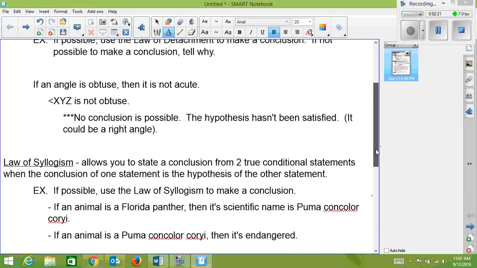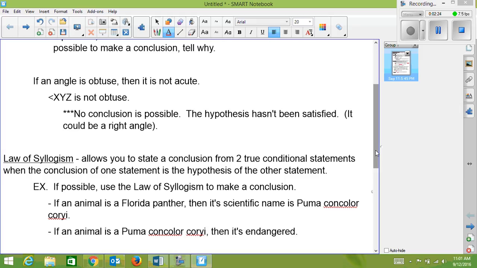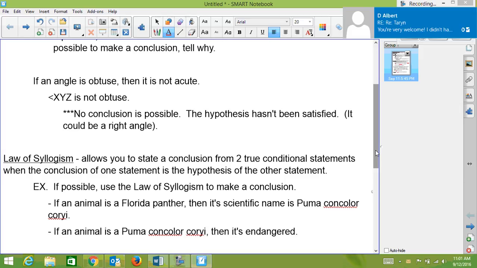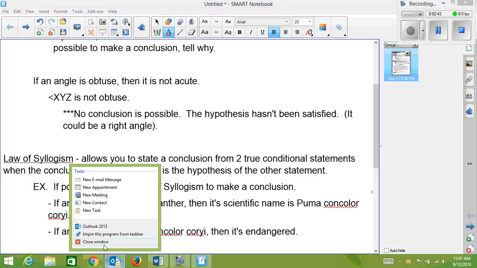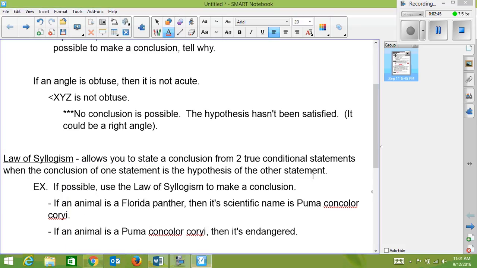So here I have some facts. If an animal is a Florida panther, then its scientific name is Puma concolor cori. Not sure if I said that right, but we'll just pretend I did. And the other statement is, if an animal is a Puma concolor cori, then it's endangered. Okay, so that's what I do know for sure. Those are my facts. Those are my conditional statements that I'm using.